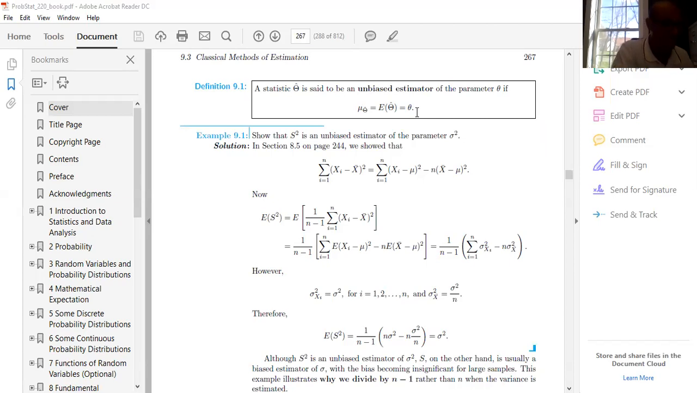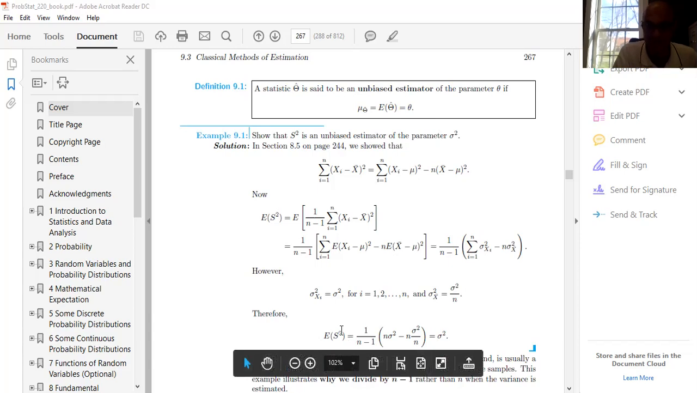Here it is given in terms of something. First of all, I would just like to let you know that S square is an unbiased estimator of the parameter sigma square. Means S square estimates sigma square, right? Just keep this in mind. That means I'm going to prove that the expected value, capital E, of S square is nothing but sigma square. And you can see over here, that's what is proved: E of S square equals sigma square.